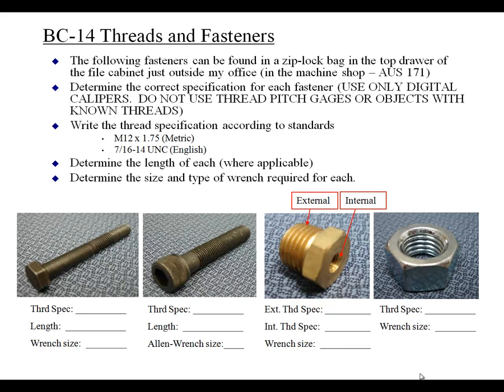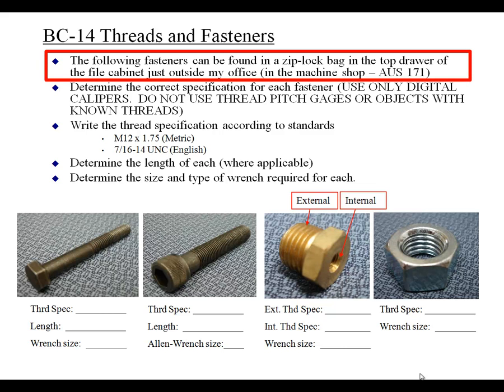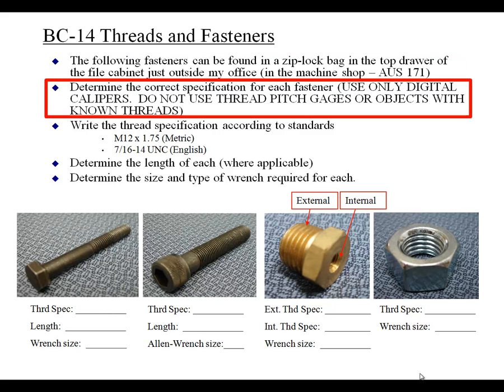Before class assignment number 14, threads and fasteners. The following fasteners can be found in a Ziploc bag in the top drawer of the file cabinet just outside my office in the machine shop, Austin 171. Determine the correct specification for each fastener.